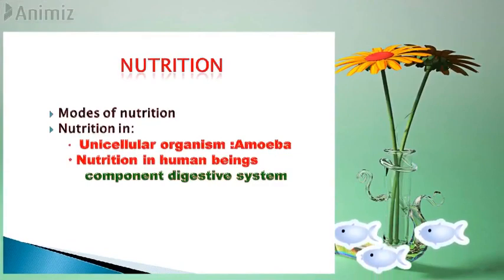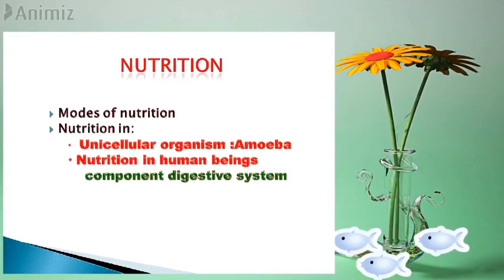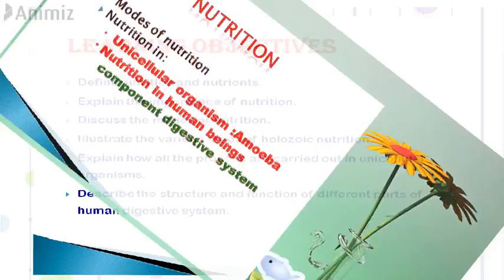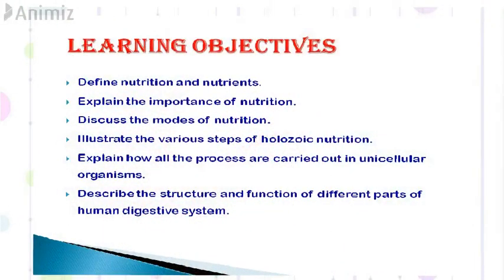You all know that plants prepare their own food by the process of photosynthesis. All the animals are dependent on this food directly or indirectly. They take food from external sources and obtain nutrients necessary for maintaining the different life processes. This process is known as nutrition. In this topic, we will be discussing the modes of nutrition, nutrition in amoeba, and nutrition in human beings.